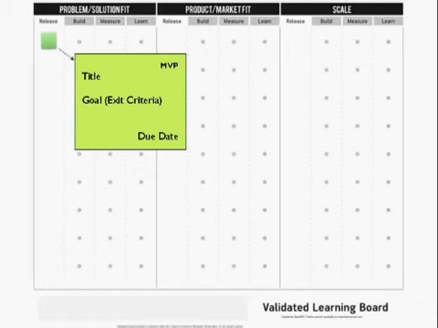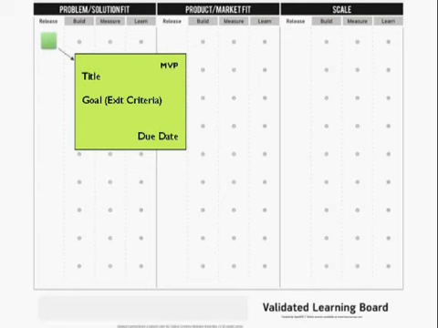So I might have a product card. I might have a particular goal. So in my problem solution fit stage, I want to be able to determine for myself whether customer segment A is a viable customer segment and whether the problems I have in mind are going to be the right ones. And so I'm testing a number of different assumptions here.